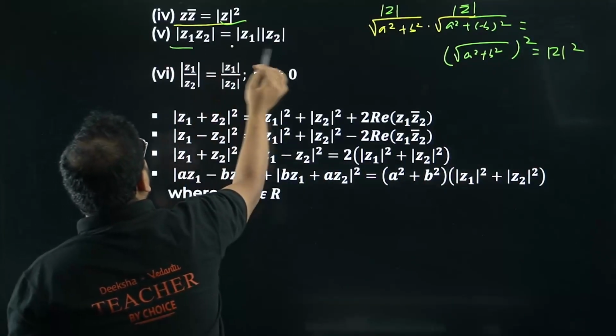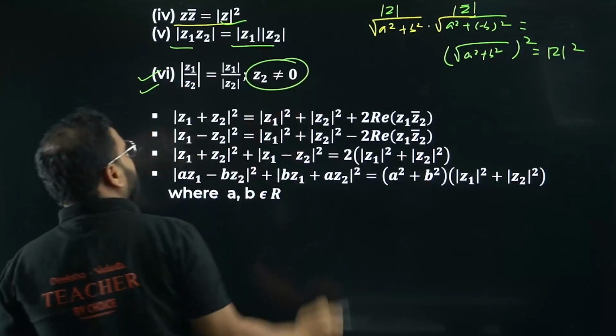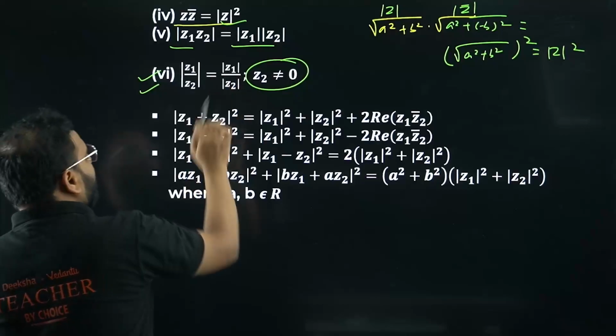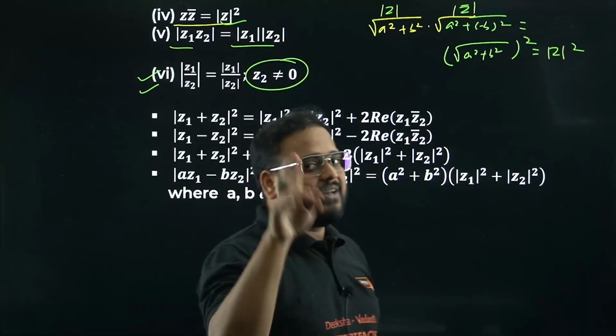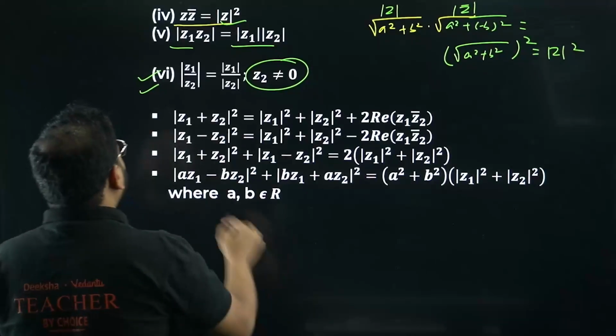Same goes for the property over here as well. Same in the division also, but it has to be non-zero. Z1 by Z2 will become mod of Z1 by mod of Z2, but mod of z2 has to be a non-zero value. Again, you have the formulas over here.